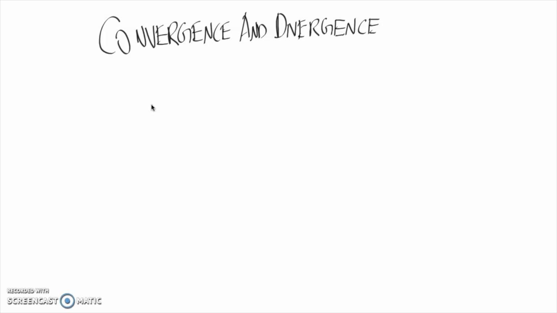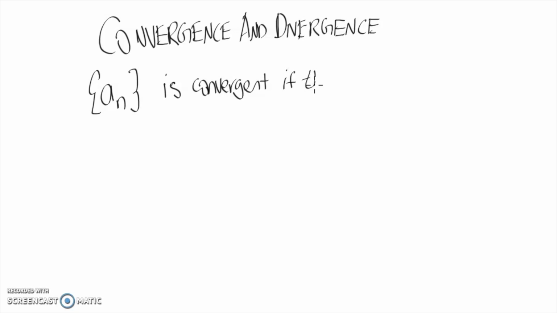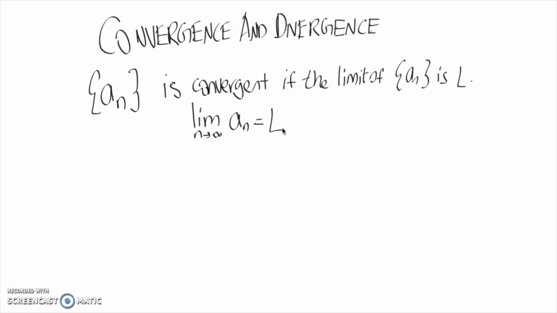Next thing I want to talk about is convergence and divergence. Okay, so we have any sequence a_n. This is a general term of a sequence. Okay, this sequence is convergent if the limit of a_n is some value of L. Okay, so we just have to prove this. So the limit as n approaches infinity of a_n is any value of L.